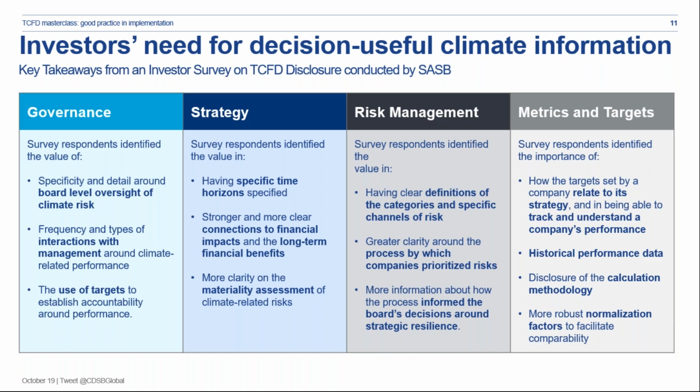Moving to risk management, investors expressed a desire to have clear definitions of the categories and specific channels of risk the company has identified as material to its business. They also expressed a desire for greater clarity around the process by which companies prioritize risks and how that prioritization may change over time in response to actions taken by the company to mitigate the risks it has identified. And finally, there was an expression for more information around a company's risk management process and, importantly for the connectivity of information, how that informs the board's decisions around the strategic resilience of the organization.